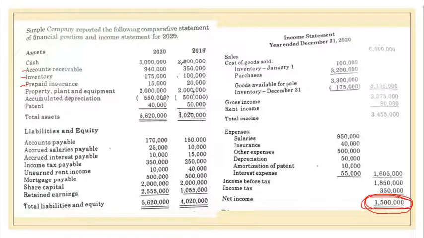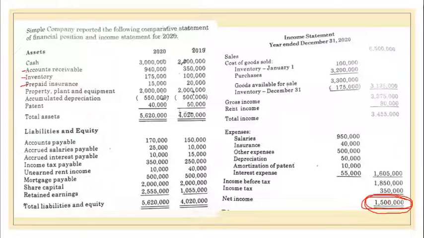So, a deduction. Your inventory, which increased by 75, is also a deduction. Your prepaid insurance has a decrease of 5,000. If you remember, in our insurance discussion, there is a decrease of 5,000. So, we add it back. The decrease in insurance is added back to your net income.